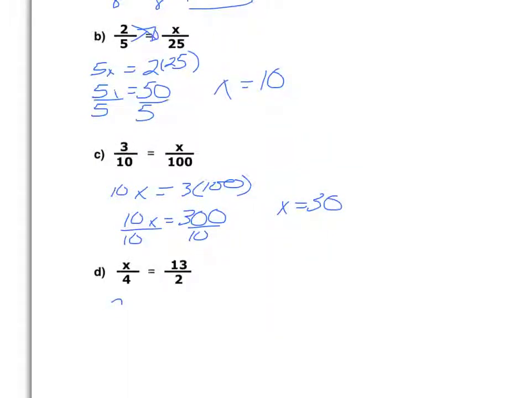Last one here, we have 2x equals 4 times 13. Okay, so I take 4 times 13, let's see, and I get 2x equals 52. I divide both sides by 2. x is equal to 26.